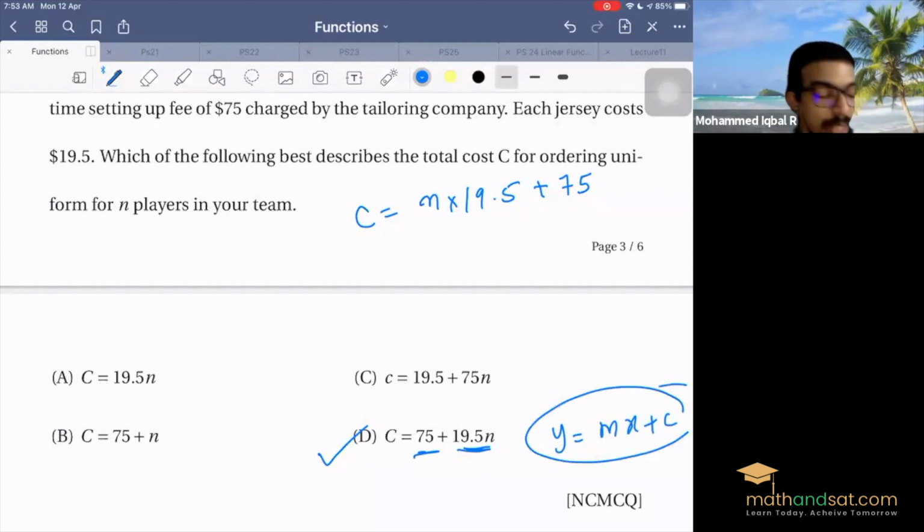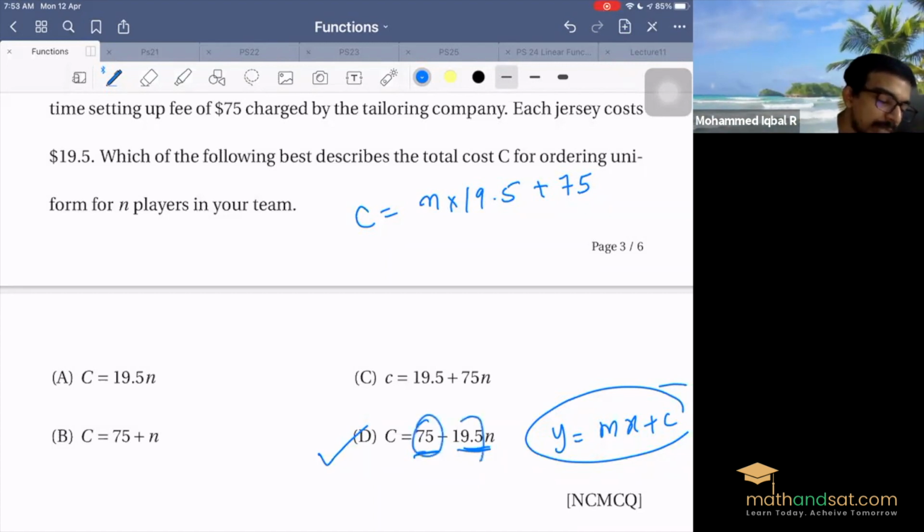Now tell me, what is the significance of 75 here? We discussed this in the previous class. The significance of 75 is the output value when the input is 0, or the initial value of the output. Even if there are 0 players, the setting up fee is there. Of course, not in a practical sense, but theoretically, even when N is 0, the 75 will be there. So that is the significance of 75.